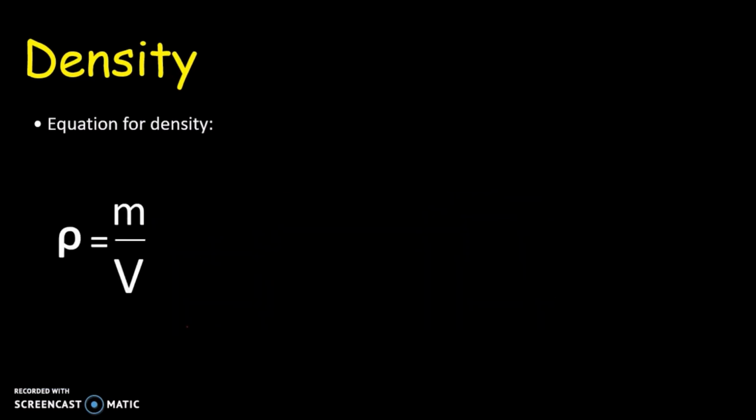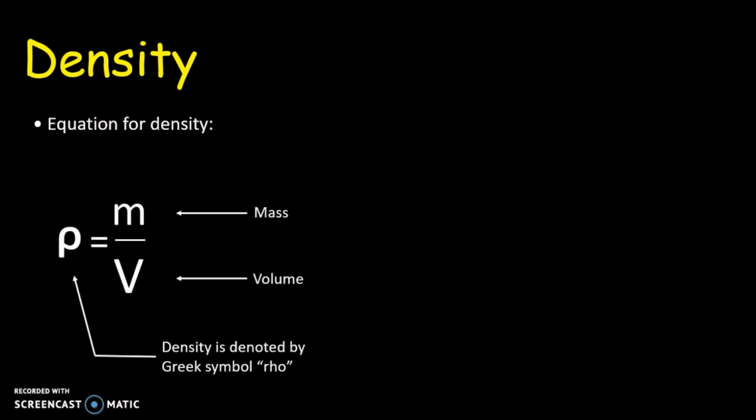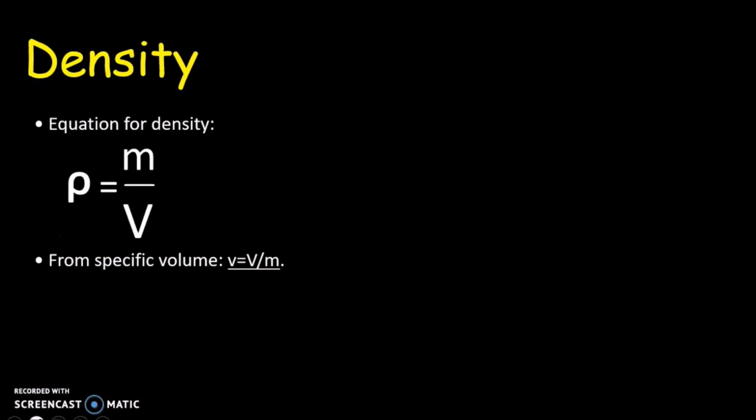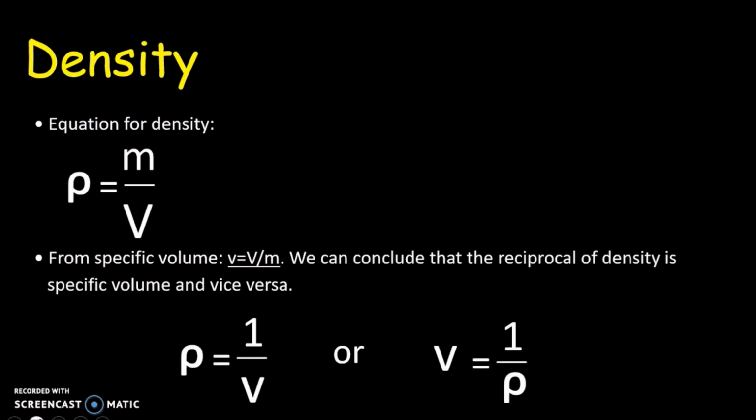The mathematical representation for density is given by this equation. Density is equal to mass divided by the volume, where density is denoted by the Greek symbol rho, and for mass we have the small letter m and capital letter V for the volume. If we recall the property specific volume and its equation of volume per unit mass, we can conclude that it is the reciprocal of density, giving us another possible equation. For density we have 1 over specific volume, and for specific volume we have 1 over density.